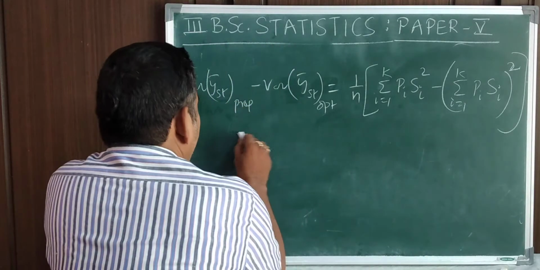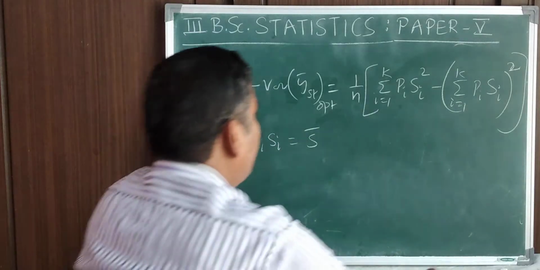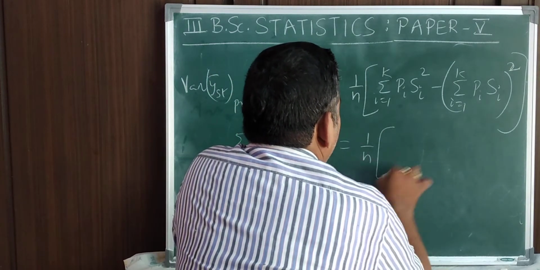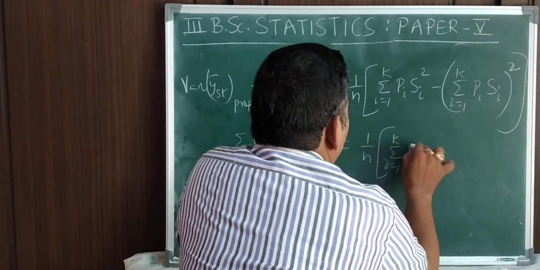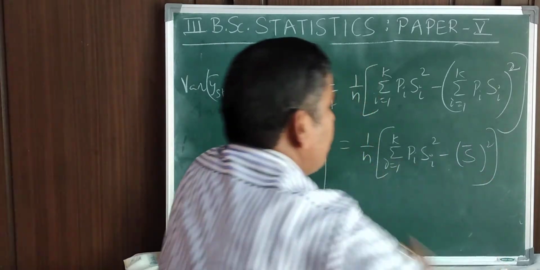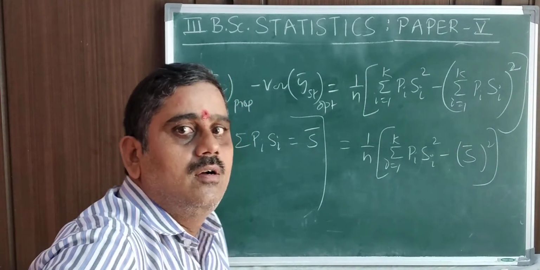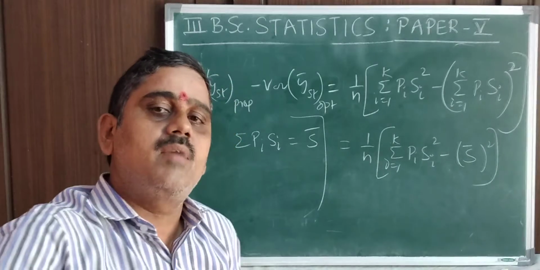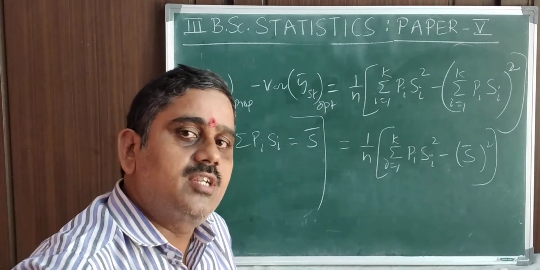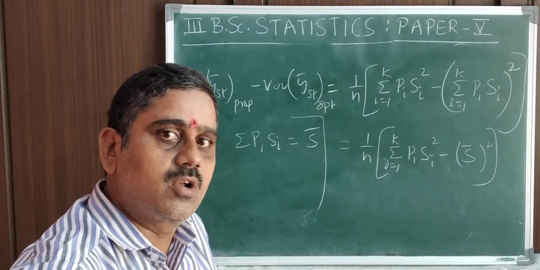Let us consider summation pi si equivalent to s bar. Then this particular term is nothing but 1 by small n summation i equal to 1 to k pi si square minus s bar square. Okay. If you recollect the formula, 1 by n summation xi minus x bar whole square can be written as 1 by n summation xi square minus x bar whole square.